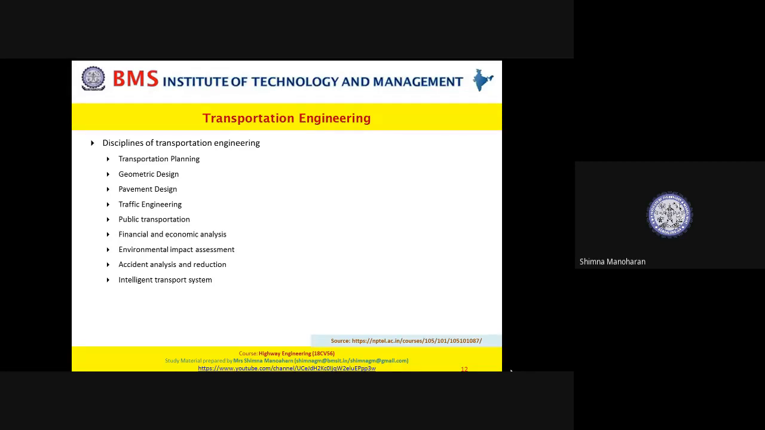So transportation planning means it essentially involves what? It essentially involves the development of a transport model, which will actually represent both the current and the future requirements of a transportation system. Okay, so that is mainly done by a transportation planning engineer.